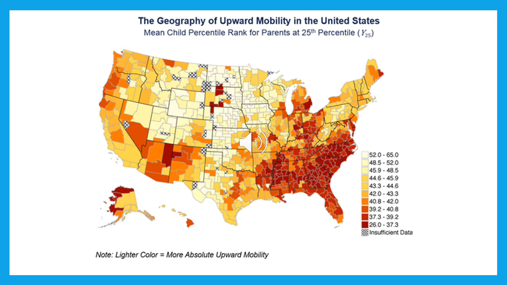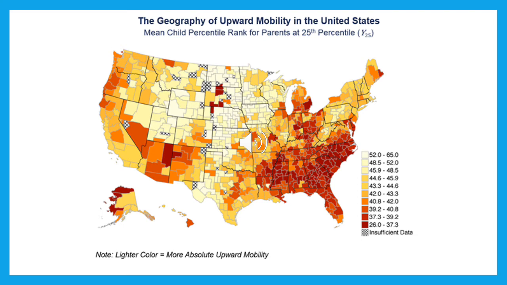And I want you to notice that it varies greatly by geography. The darker the color on this chart, the less mobility we can expect. So notice on the legend that the darkest red color at the bottom of the legend represents children who earn at the 26th to 37th percentile, meaning they've barely moved from where their parents were. And the lightest color up at the top, that kind of very pale yellowish white, represents children earning at the 52nd to 65th percentile, meaning they're in the top half of earners.